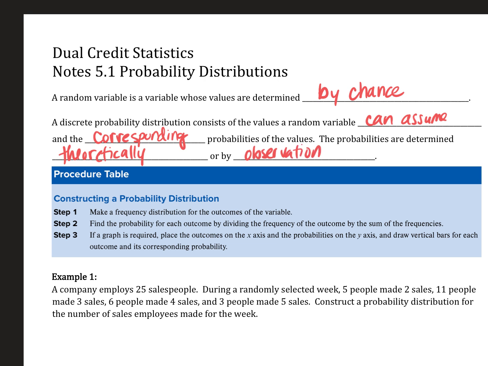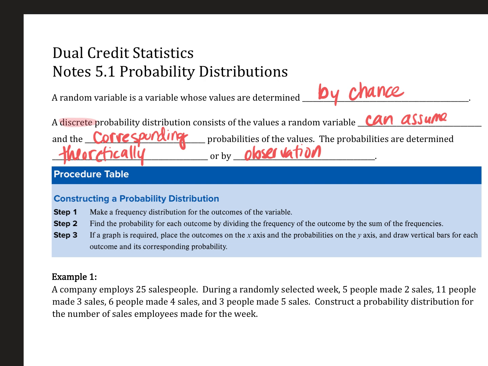So the important word to note here is discrete. What does discrete mean? Who remembers from chapter 1? It can't be counted by ones. Yep, it's countable, that is discrete. Okay, continuous is your other one. So discrete means it's countable.